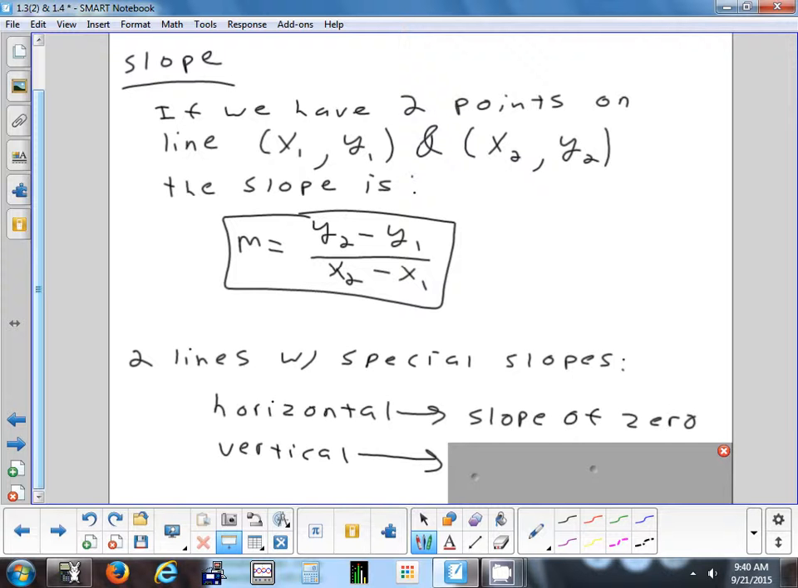And how about a vertical line? It's as steep as you can possibly have. Well, there's one word we use. It's actually a word we use to describe it. Undefined. Okay, undefined. Okay, so these are your two special cases for slope. Horizontal lines, slope of 0. Vertical lines are undefined.